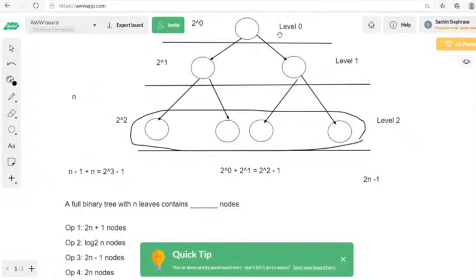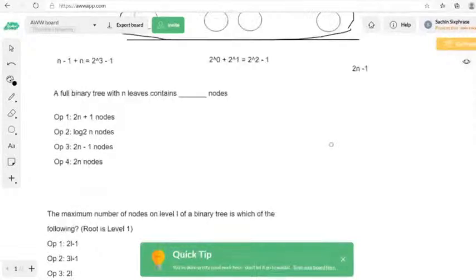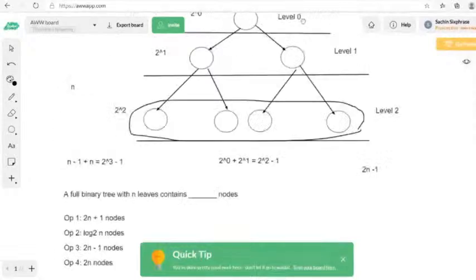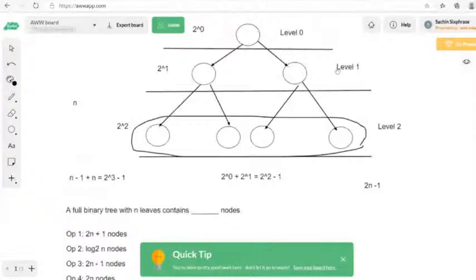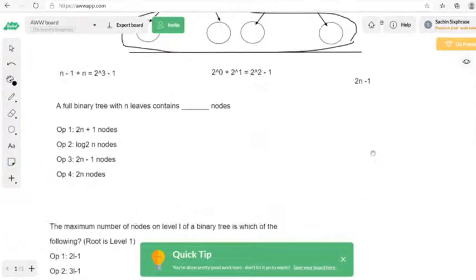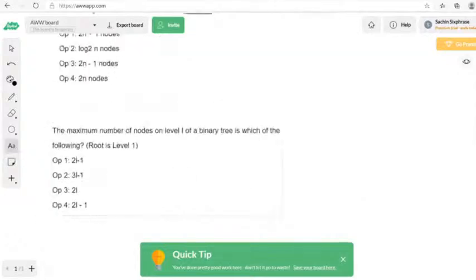That holds if the root is starting from level 0, but here they clearly mentioned that the root is level 1. So we should not start from level 0. We should take this as level 1 and start level 1, level 2, level 3. Level 1, 2 power 0, level 2, 2 power 1, level 3, 2 power 2. So it should be 2 power level minus 1. Am I right? They missed giving the power actually. So it's 2 power L minus 1.